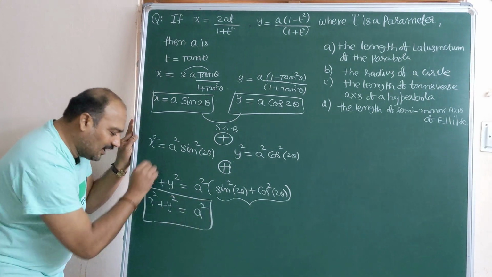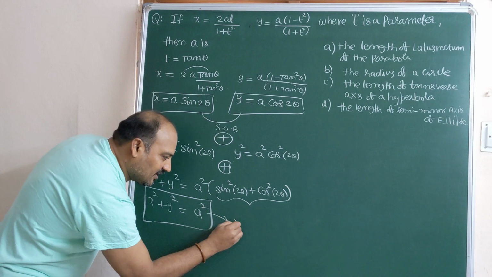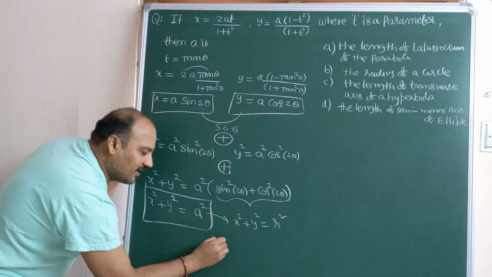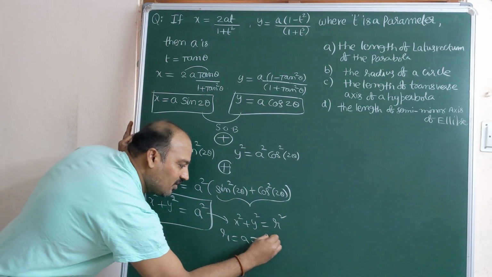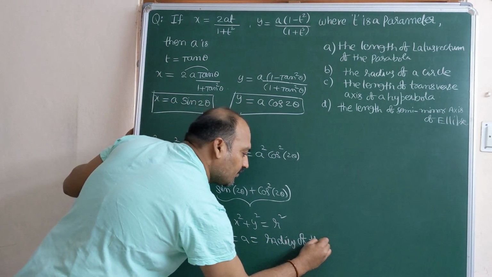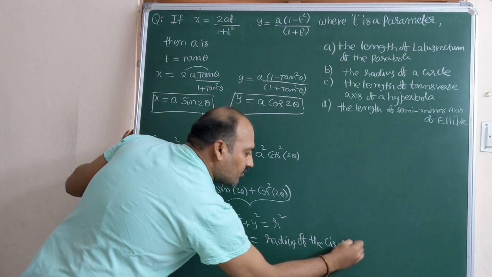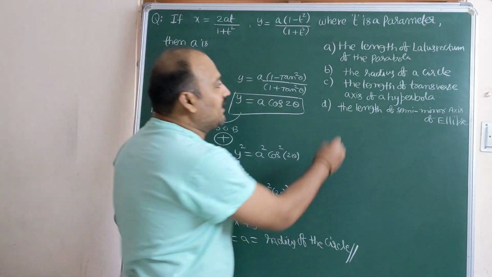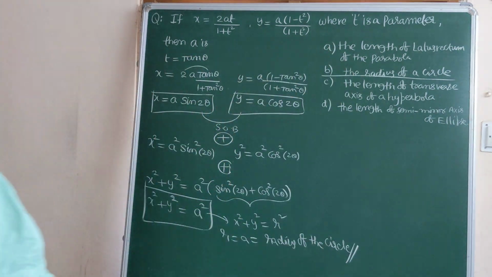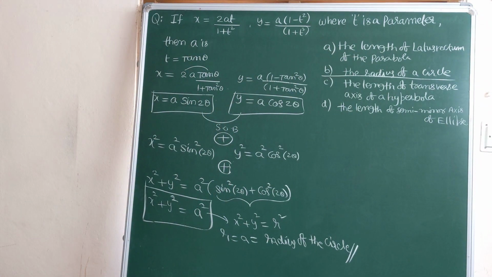It represents a circle. Comparing it with x square plus y square equal to r square, r is equal to a, the radius of the circle only, no? So the option is the radius of the circle, which is there in the second option. We'll move on to the next question, dear students.